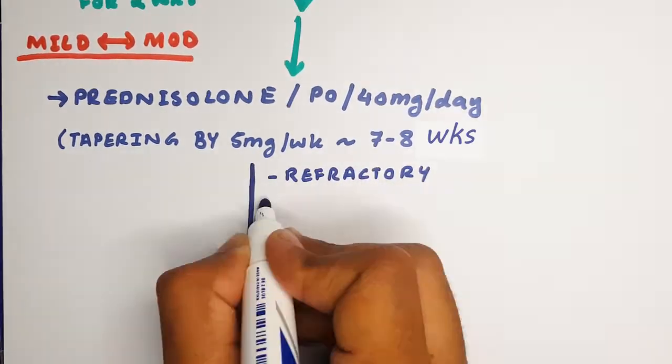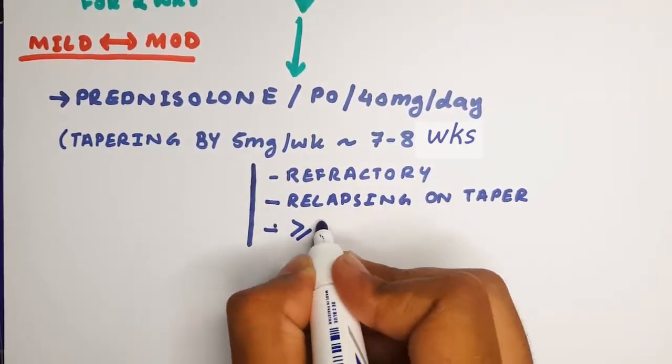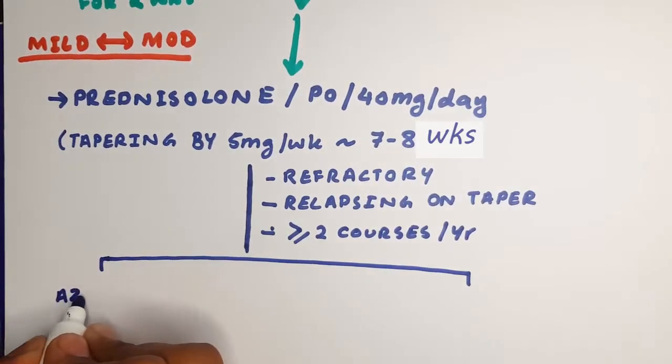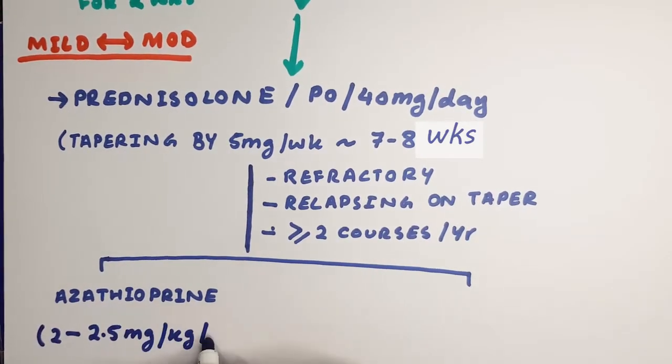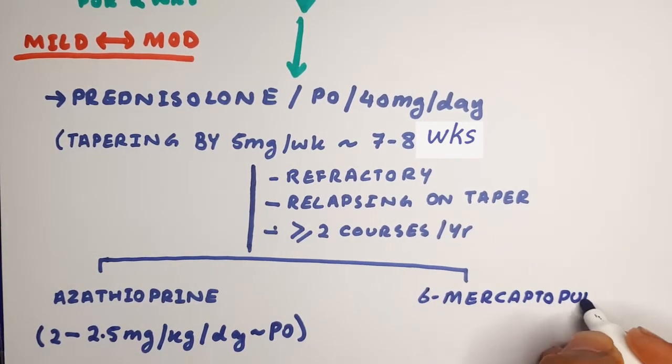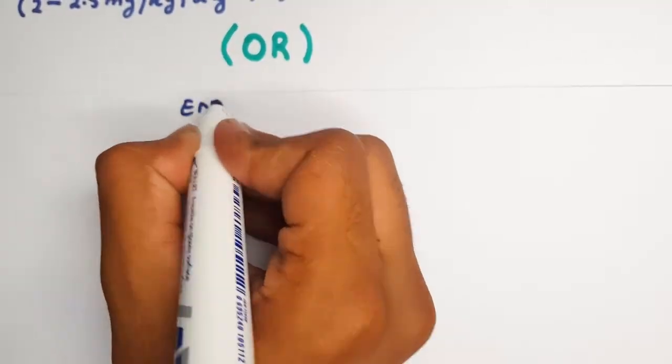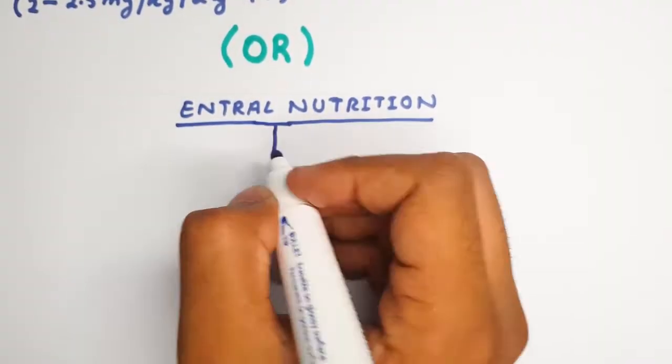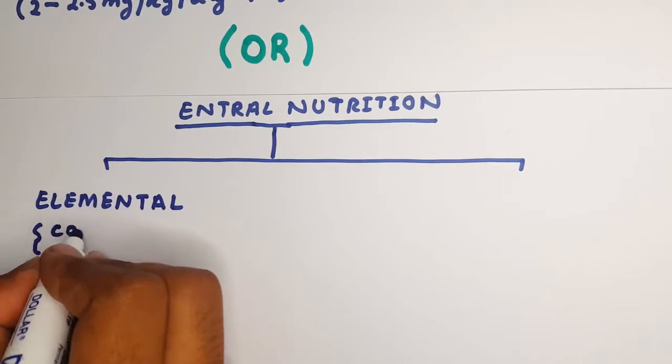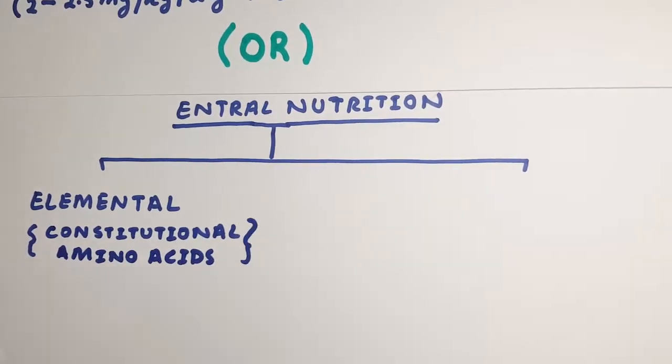If the patient is refractory to this treatment, the patient relapses on taper and there are more than 2 courses needed per year, we move to immunomodulators like azathioprine or 6-mercaptopurine. As an alternate to glucocorticoid therapy, we may induce remission through an elemental diet or a polymeric diet.